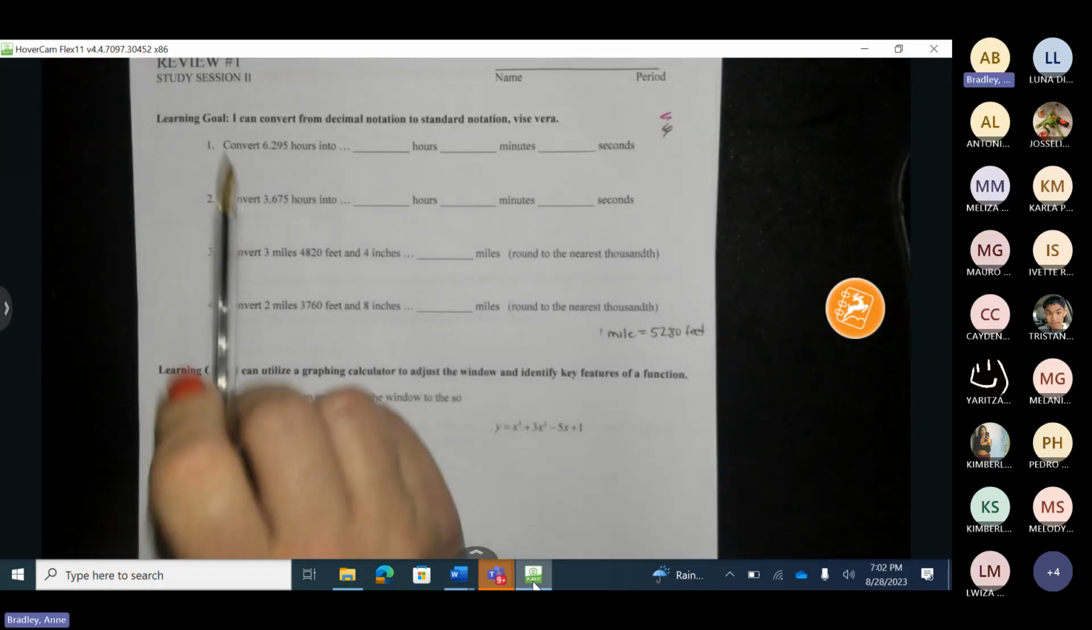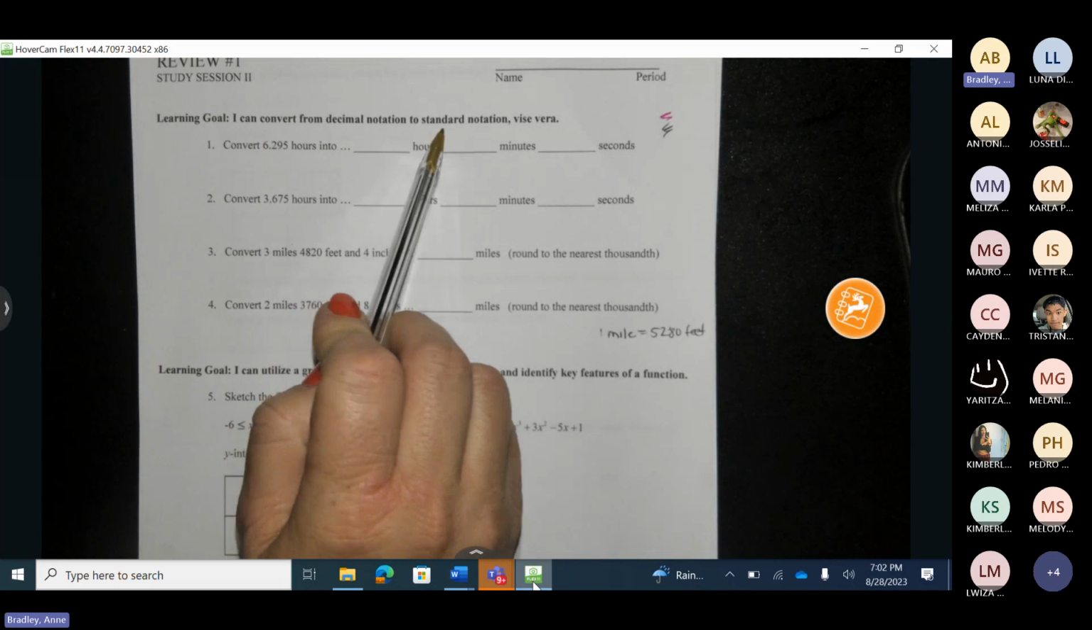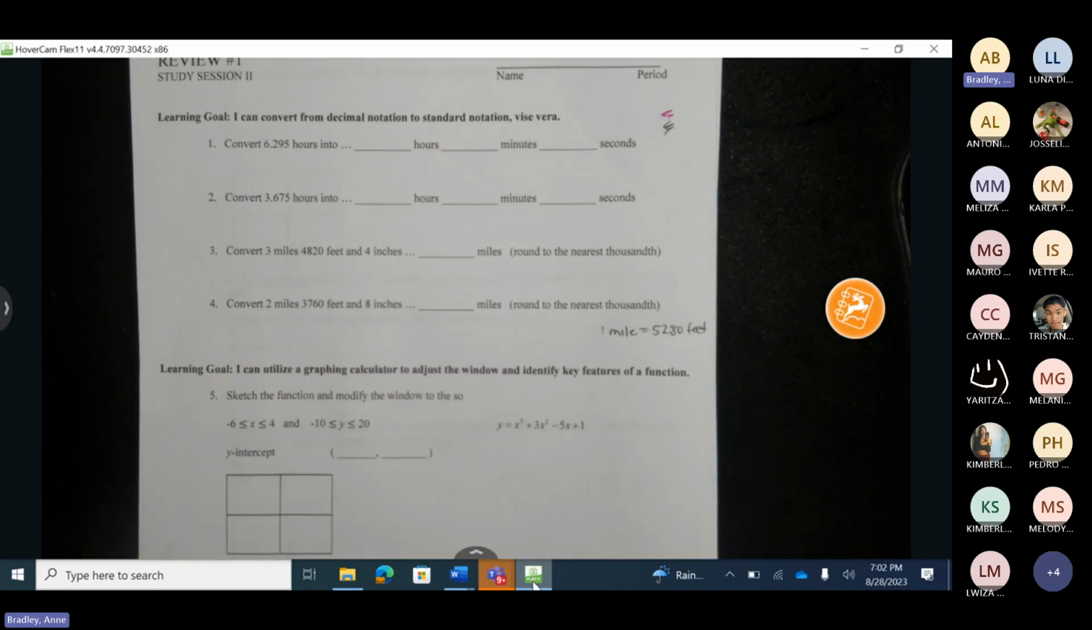Okay, this learning goal is you can convert from decimal notation to standard notation and vice versa. So number 1 and number 2, they give us decimal notation and we want to rewrite it in standard notation.